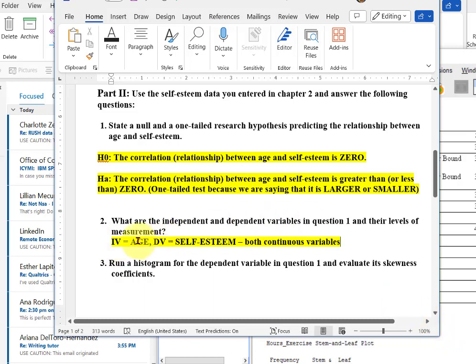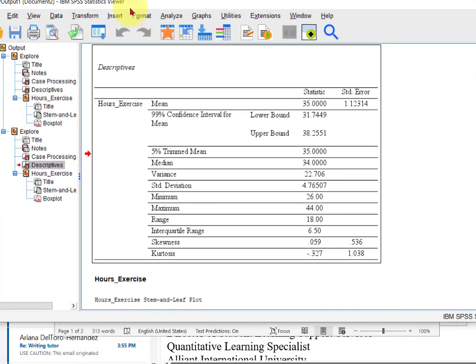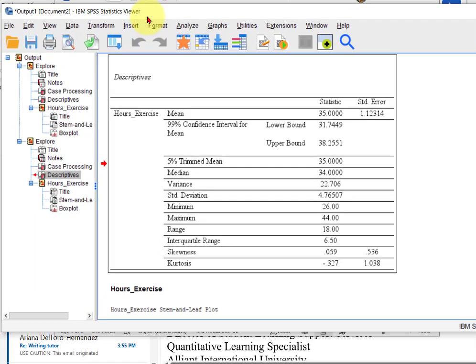So back to number 2. Age is the explanatory variable, and self-esteem is the response variable. So in other words, age causes self-esteem, right? Cause and effect. Run a histogram for the DVs. That means self-esteem. Let's get back over here. We're going to run a histogram. That's going to check for normality.